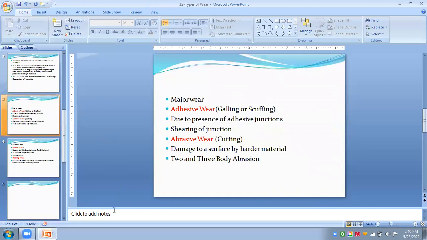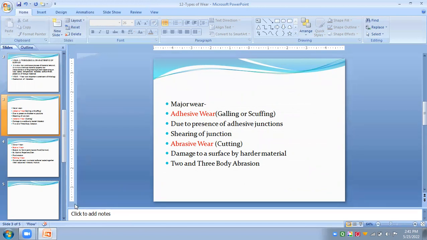In today's lecture, we saw different types of wear, how they take place, and some examples of these kinds of wear. Here we stop. In the next lecture, we will see the measurement of wear: how to measure wear, and what the various measuring methods are.